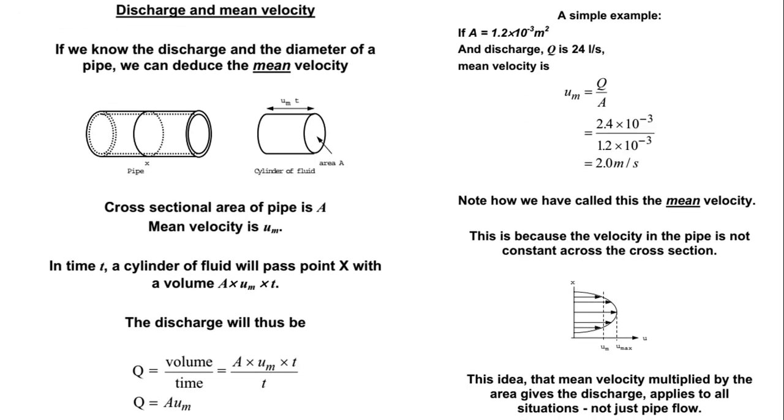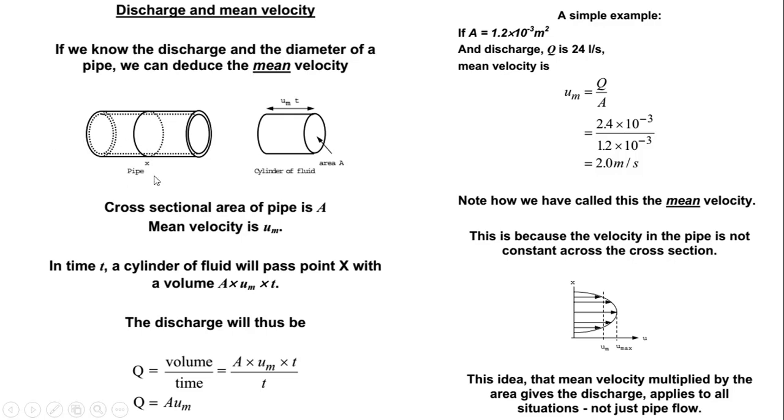Okay, so for us to find the discharge and mean velocity, we can look at this analogy that we have here: in time t, a cylinder of fluid will pass point X with a volume of A multiplied by u multiplied by t. So which means there's a flow that is coming in this direction.